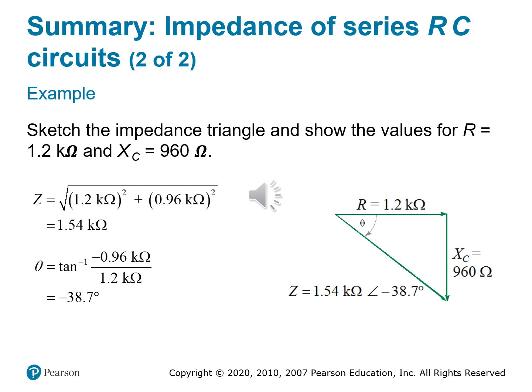You can use the Pythagorean theorem again. Z is equal to the square root of 1.2 kilo ohms squared plus 0.96 kilo ohms squared. And that gives us, as you can see on the slide, 1.54 kilo ohms. Step 2, you want to find the phase angle. So theta is equal to the inverse tangent of negative 0.96 kilo ohms divided by 1.2 kilo ohms. And they come up with the number negative 38.7 degrees. That negative sign is the giveaway. Current leads voltage. So this agrees with what we expect from a capacitor in series with a resistor.